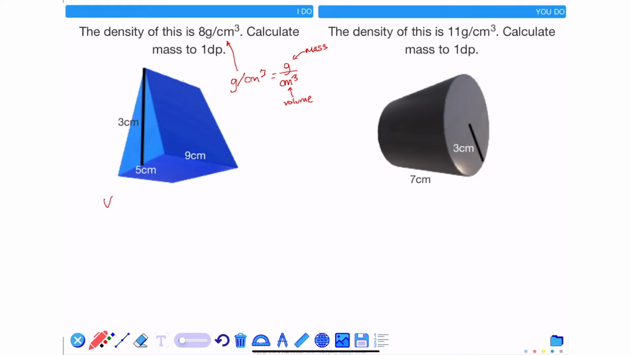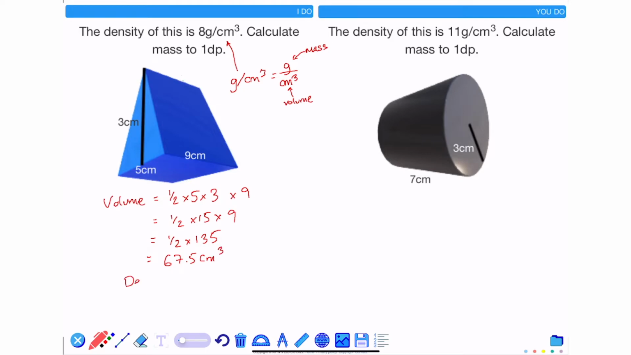The volume of a triangular prism is the area of the cross section, so half of the base times by the height, and then you times that by the depth. 5 times 3 is 15. 15 times 9 is 135. And a half of 135 is 67.5 centimetre cubed.